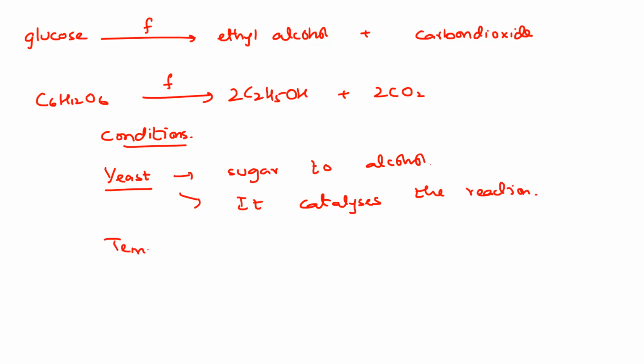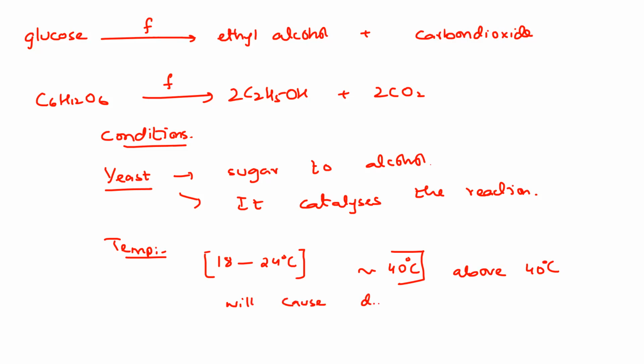The temperature we use should be around 18 to 24 degrees Celsius because it contains enzymes, and enzymes are denatured above a certain temperature. It can be approximately up to 40, but not above 40. Above 40 will cause denaturing. But what's the actual temperature? 18 to 24, to avoid denaturing of the enzyme.